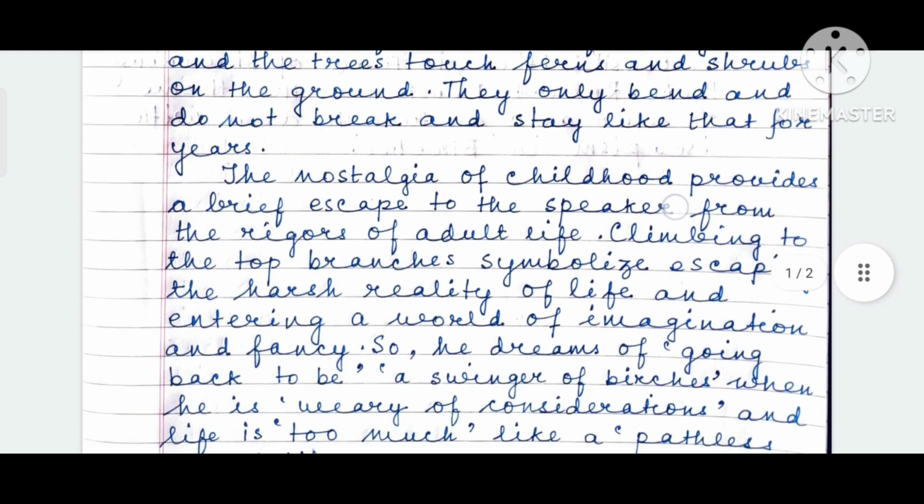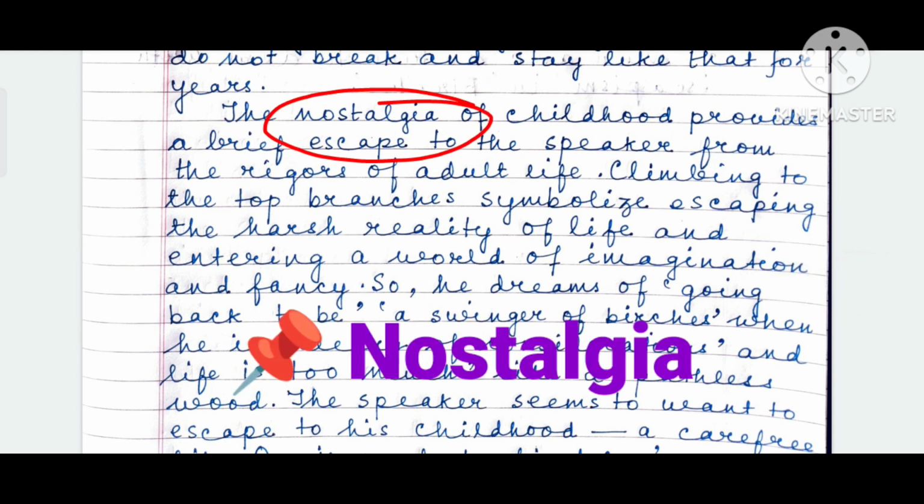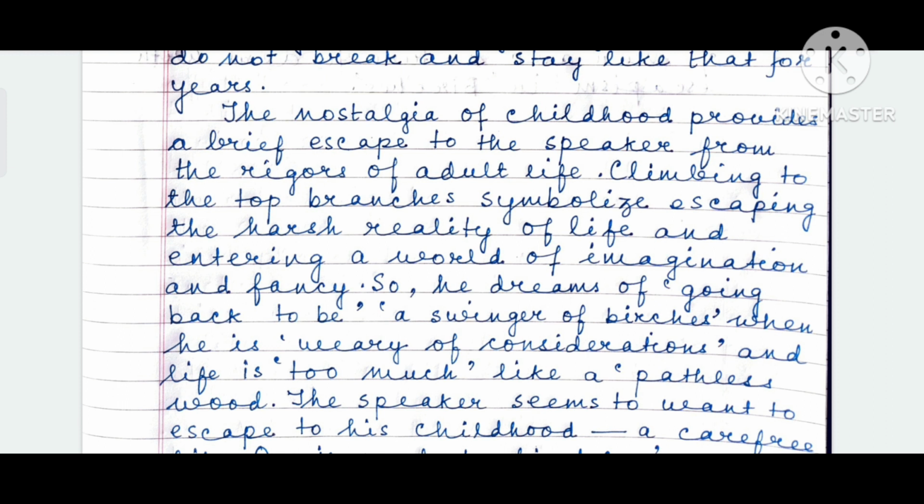Next, let's continue. The nostalgia of childhood provides a brief escape to the speaker from the rigors of adult life, from the complexities, the hardships of adult life. There is nostalgia. Again, you may be asked to write about the element of nostalgia in the poem Birches. Speak about the nostalgia of childhood, the swinging of birches in detail in that answer. Climbing to the top branches symbolizes escaping the harsh reality of life and entering a world of imagination and fancy. The theme of imagination and fancy.